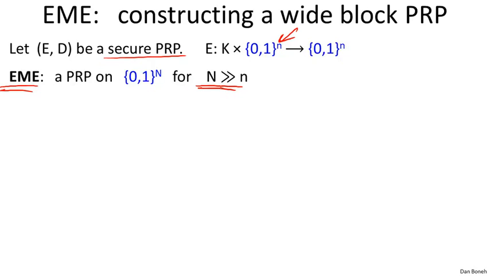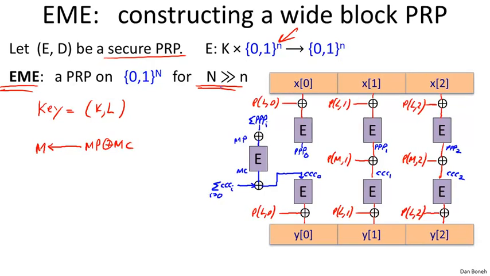So let's see how EME works. It's a bit daunting at first, but it's not a difficult construction. So let's see how it works. EME uses two keys, K and L. And in fact, in the real EME, L is derived from K. But for our purposes, let's just pretend that K and L are two distinct keys. The first thing we do is we take our message X and we break it up into blocks. And then we XOR each block with a certain padding function.